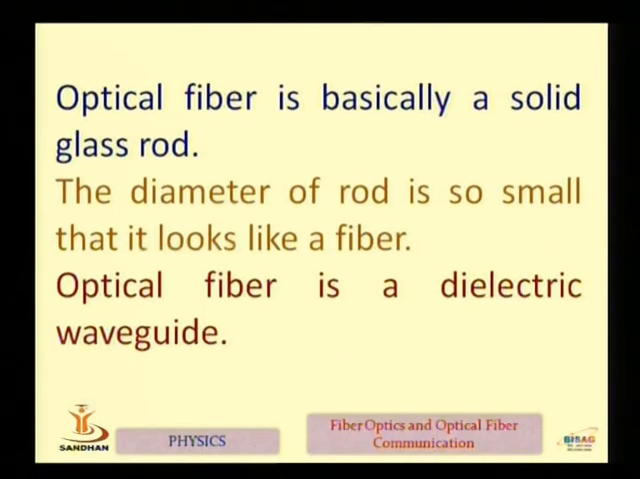So fiber optic is the media which is used to carry the information from one end to another end. Basically it consists of core and cladding. You can say optical fiber is basically a solid glass rod. The diameter of the rod is so small that it looks like a fiber.